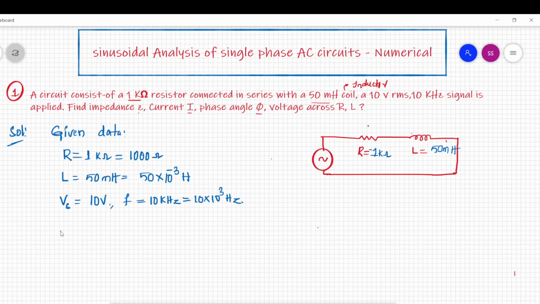Then we need to find the impedance of this series RL circuit. Then we need to find the current through the circuit and the phase angle. Then we need to find the voltage across each element, VR and VL.